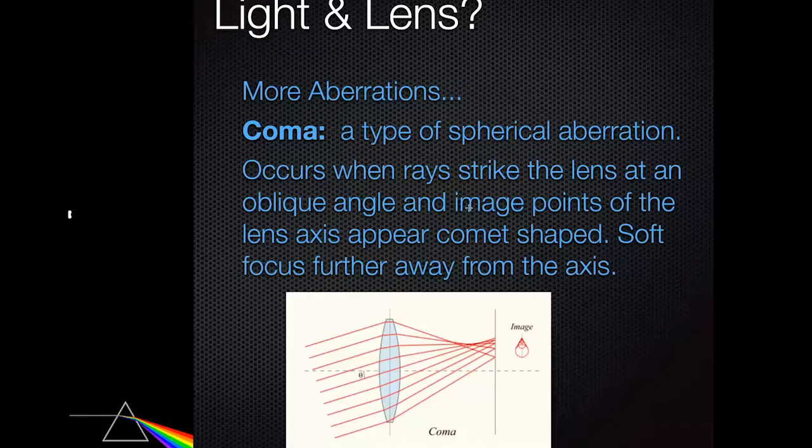It occurs when rays strike the lens at an oblique angle, and the points of light end up looking like a comet or almost like a triangular blur further away from the axis or the center of the lens, or center of the sensor, more in the corners. And there's a diagram there.